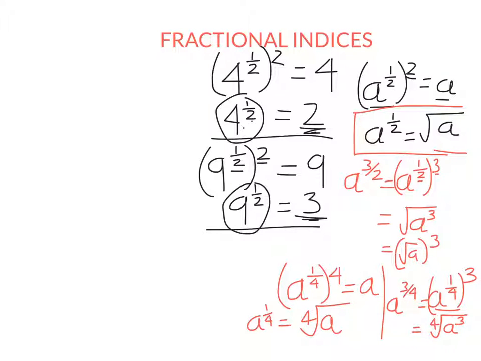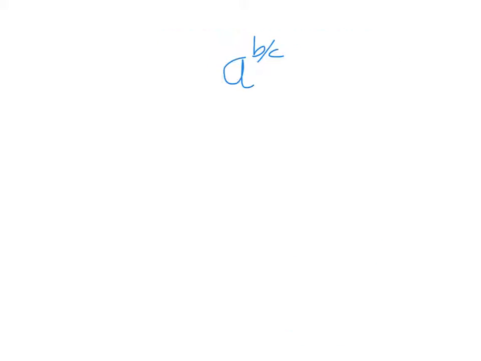Let's come up with a very specific and formal rule. So our index law is that a to the power of b over c: this bottom number tells you which root of the base to take, and this top number, the numerator, tells you which power we have. So remember, the cth root of a is just saying what do you multiply by itself c times to get a.